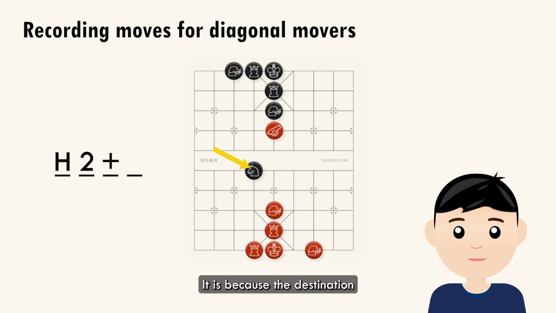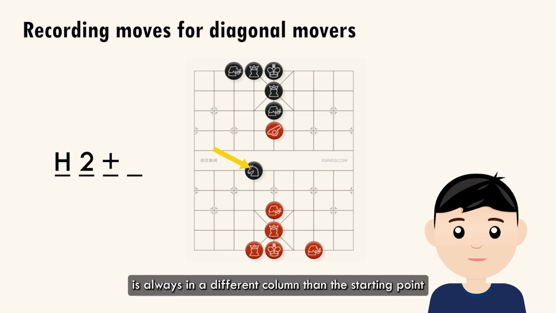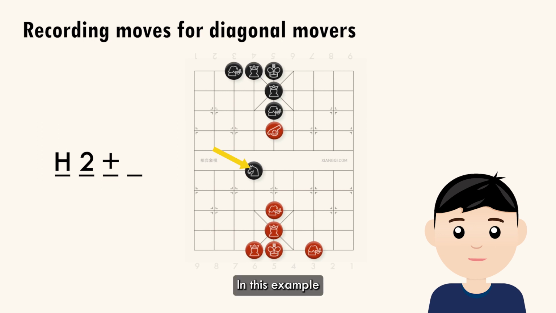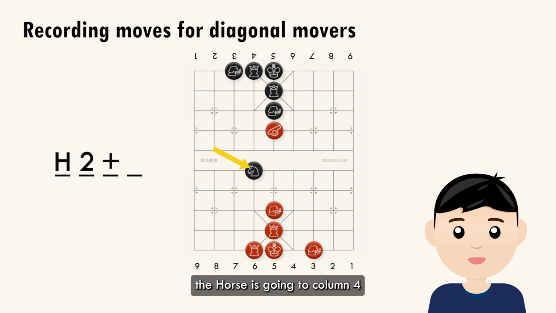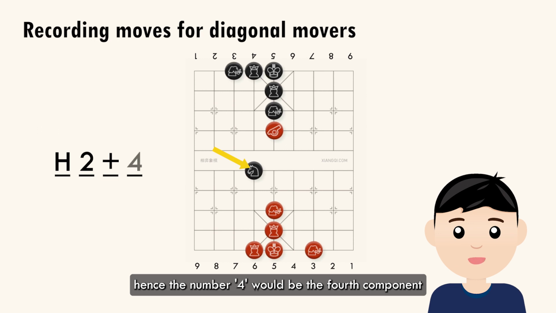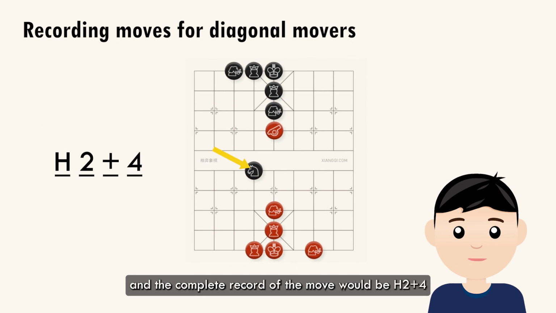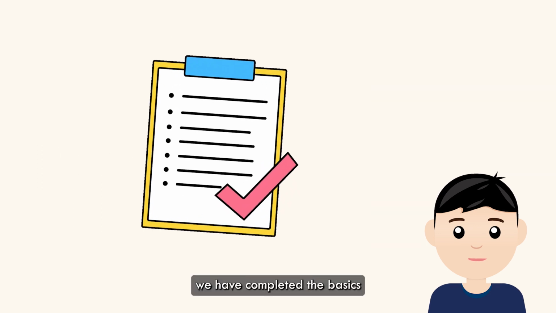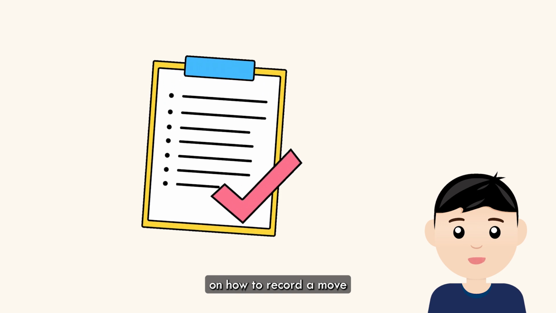It is because the destination is always in a different column than the starting point. In this example, the horse is going to column 4. Hence, the number 4 will be the fourth component, and the complete record of the move will be H2 plus 4.